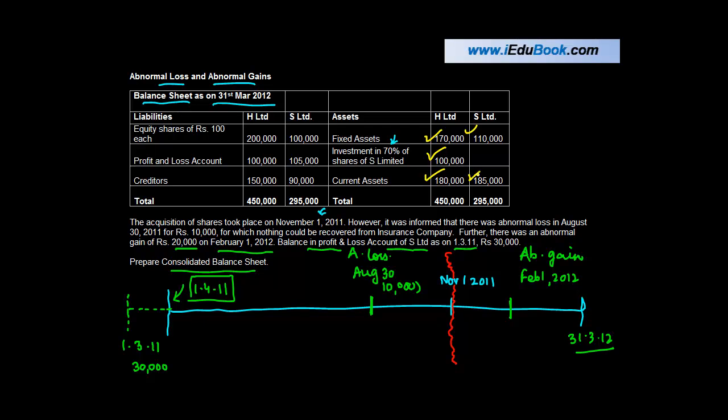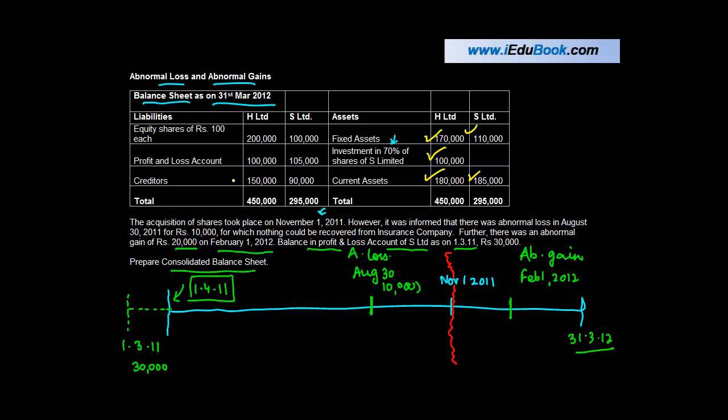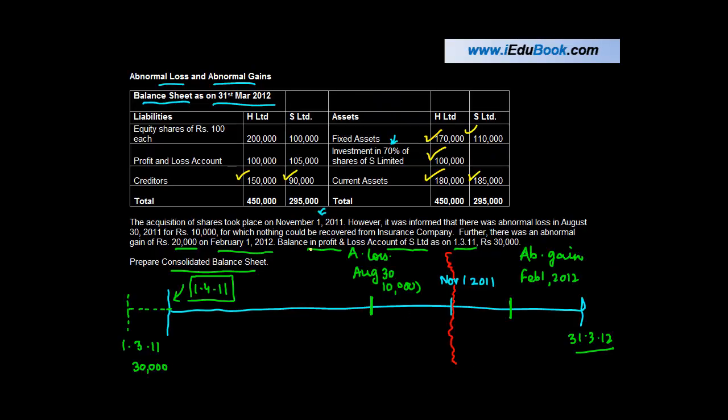Then current assets 180 and 185. Non-current assets, current assets, H is 180, S is 185, total 365. So we're done with the asset side. On the liability side, you have creditors 150 and 90. So you'll have trade liabilities. This comes under current liabilities. H and S, 150 and 90.